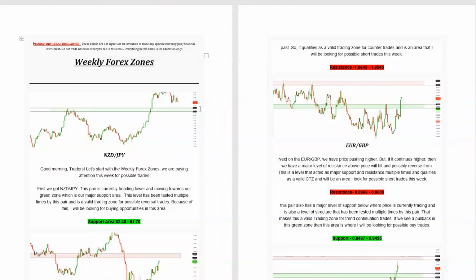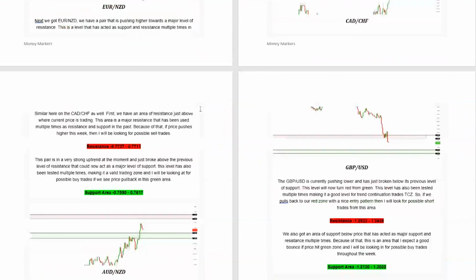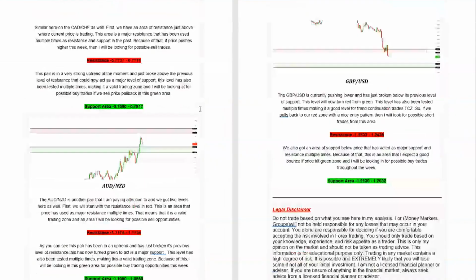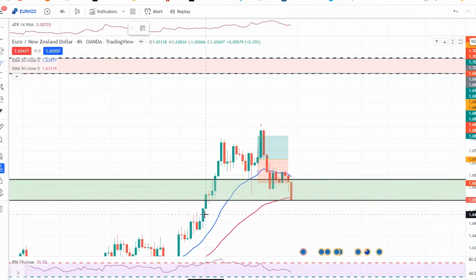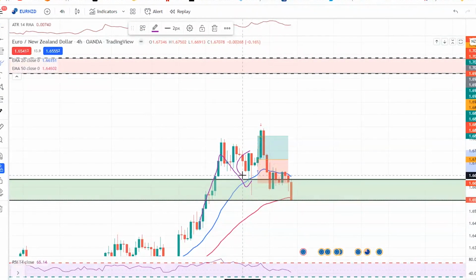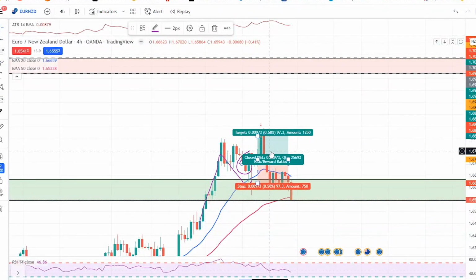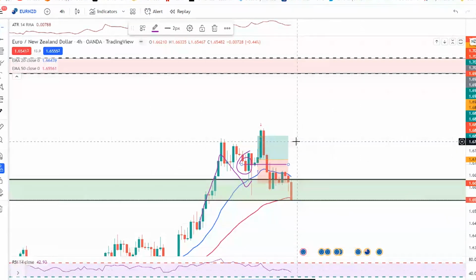Right here we have the forex report. I've sent it to my priority members, and one of the pairs I have sent is right here, Euro New Zealand. Right here I've sent these zones, and as you can see, the market was pushing up, came back down, and we have a nice engulfing pattern, and this was our entry pattern. And as you can see, the market ended up giving us 97 pips profit.